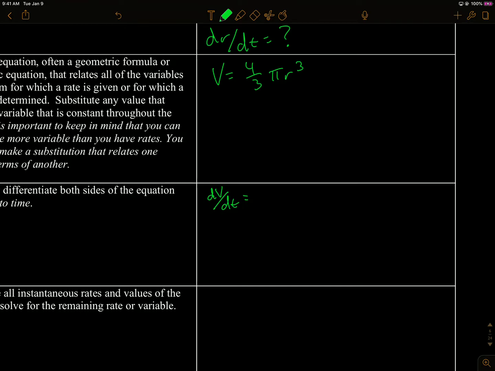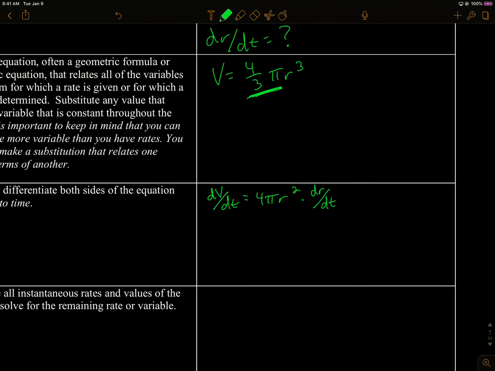The next part of it on the right side, remember that 4/3 pi is just a constant, so we're doing power rule on r cubed here. The 3 comes down and multiplies by that constant, so we get 4 pi, and then we're going to recopy the r and reduce its power by 1, so we get 4 pi r squared, times, we're going to chain rule the r again, the dr over dt.